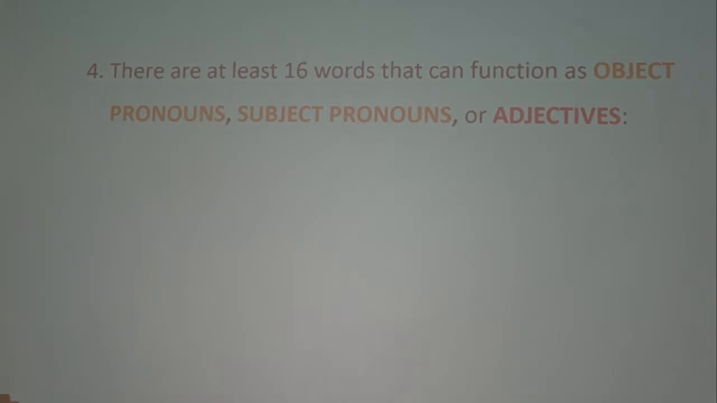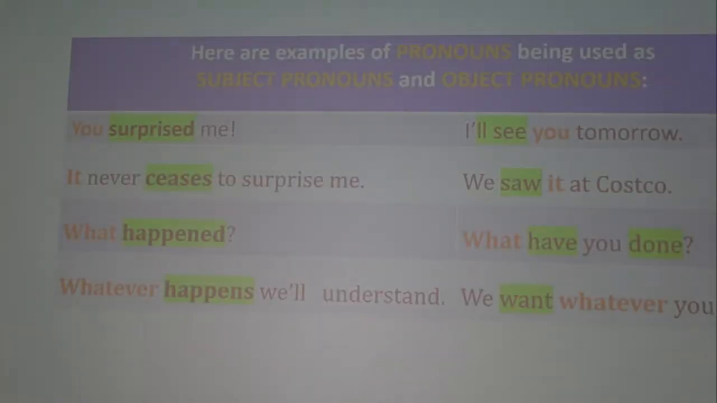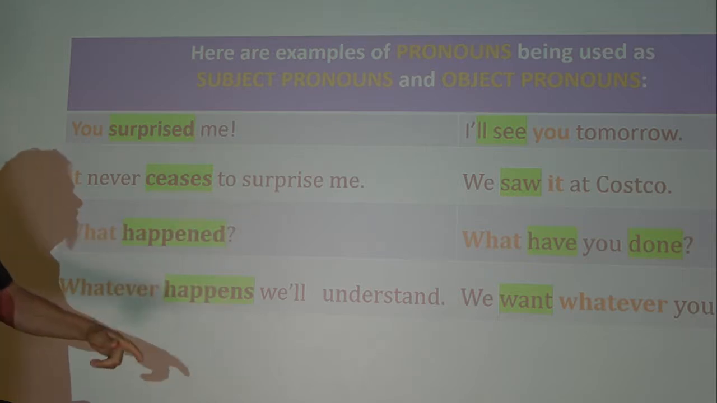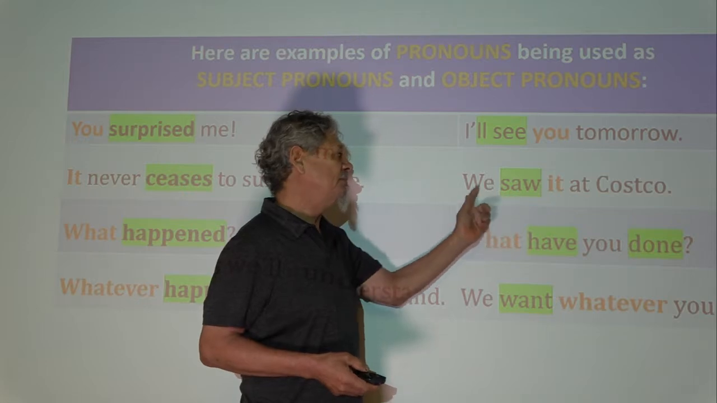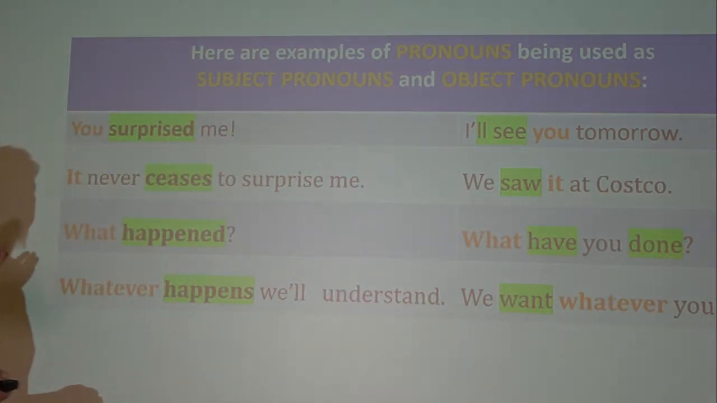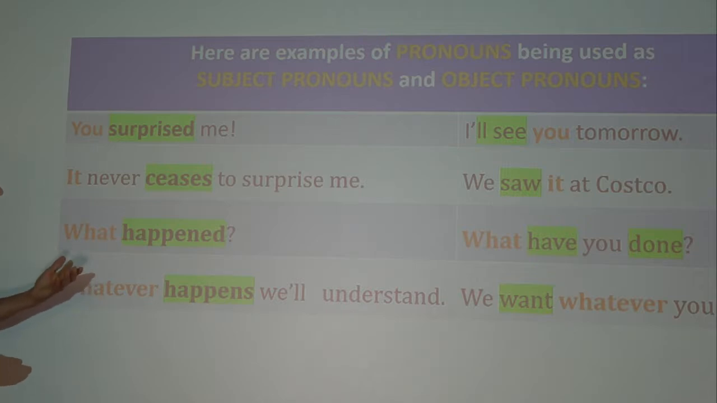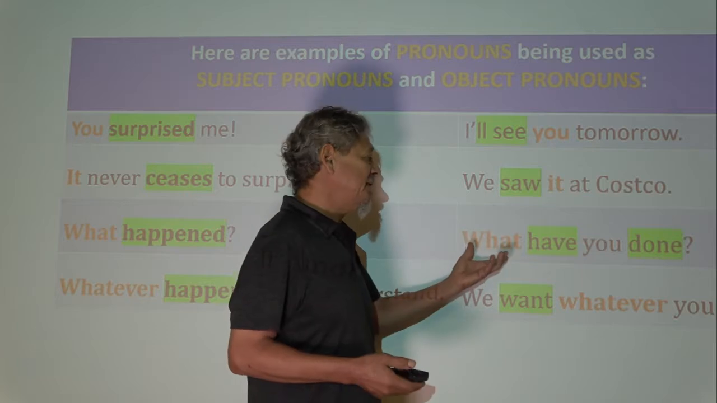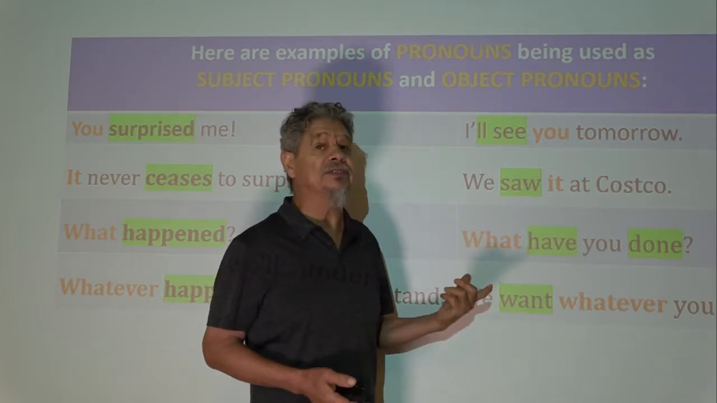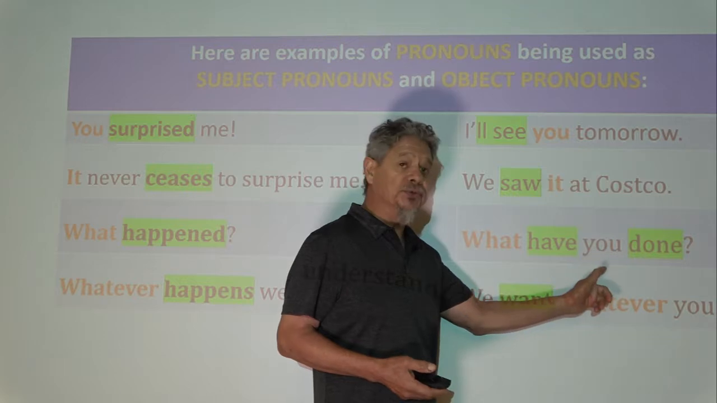If we say, it never ceases to surprise me, it is being used as a subject. If we say, we saw it at Costco, it is being used as an object after the verb saw. The subject is we. And if somebody asks, what happened? What would be used as a subject with the verb happen. But if somebody asks, what have you done? What is an object, even though it comes at the beginning of the question, because the subject is you.